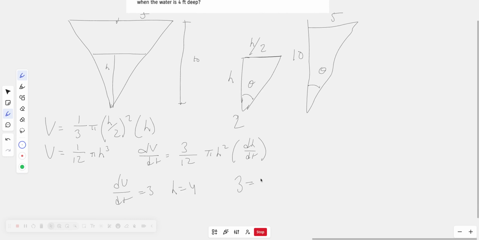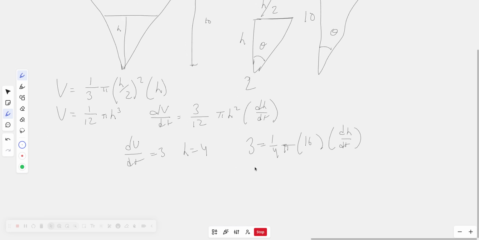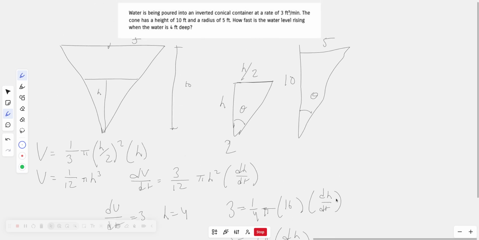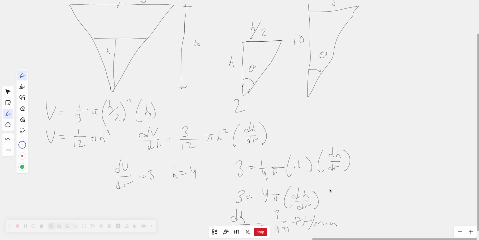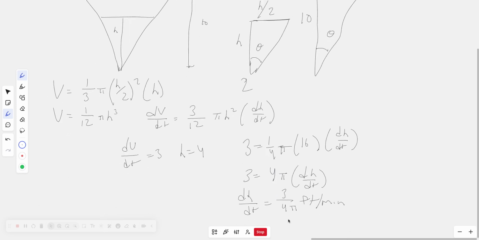So 3 is equal to 1 over 4 pi times 16 times dh over dt. And then we have 3 is equal to 4 pi dh over dt. And finally we get our answer, 3 over 4 pi feet per minute, because that's the units that are given in the problem. So yeah, that's our final answer.